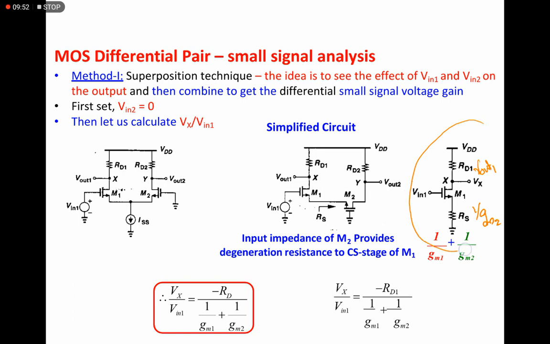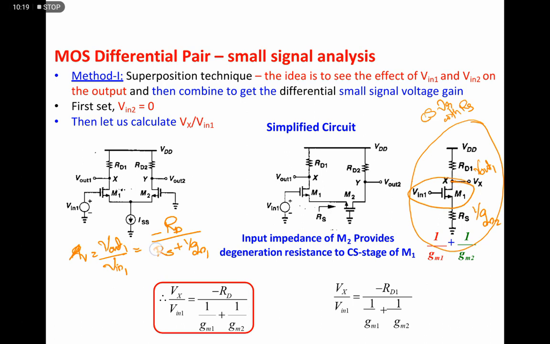Then this is nothing but a common source amplifier with RS. The gain AV, we know, is V out 1 by V in 1 equals minus RD divided by RS plus 1 by GM1. GM1 is the transconductance of this transistor, and the value of RS is nothing but 1 by GM2. We will get the response Vx by Vin, or V out 1 by Vin, as minus RD divided by 1 by GM1 plus 1 by GM2. This is the first step.